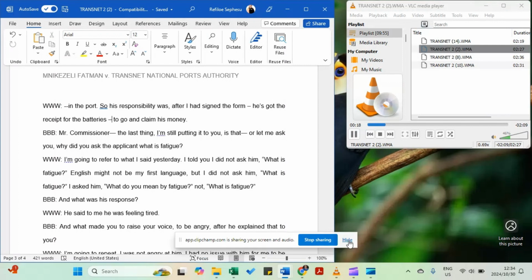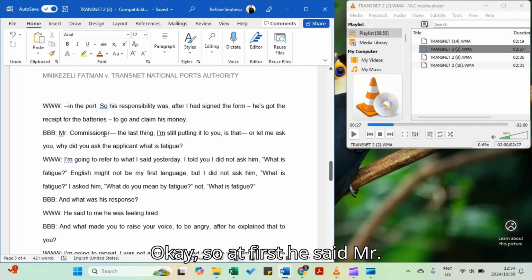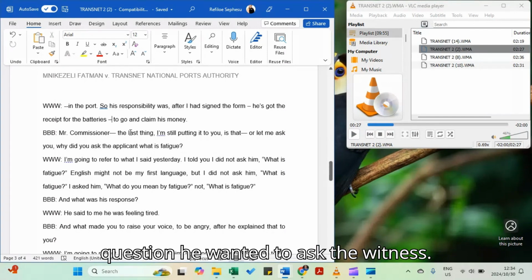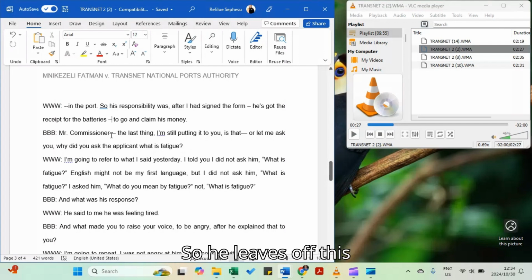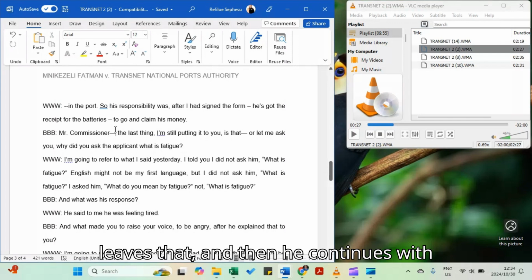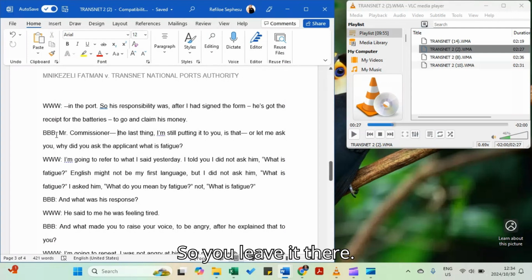Mr. Commissioner, the last thing I'm still putting it to you. Okay, so at first he said, Mr. Commissioner, okay, he actually wanted to rest his case and then he remembered that there's still a question he wanted to ask the witness. So he leaves off this reference to Mr. Commissioner, well, calling the commissioner's attention. He leaves that and then he continues with the question towards the witness now. Okay, so you leave it there.